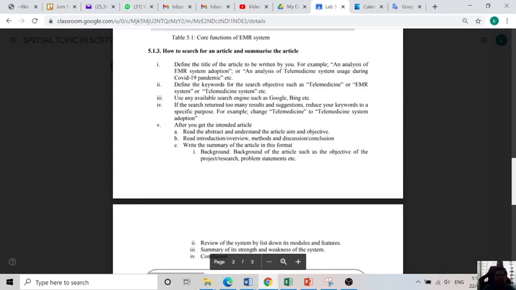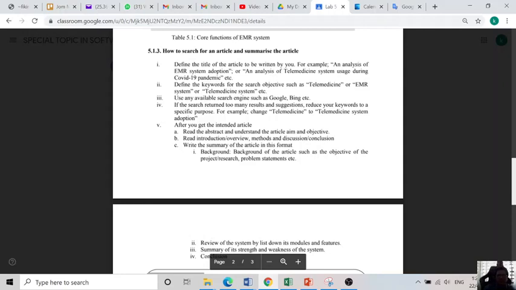For example, you want to write a report with the title of an analysis of EMR system adoption. Okay, put the title. Then you define the keyword for the search objective, such as telemedicine or EMR system or telemedicine system. So from your title, an analysis of EMR system adoption, you find certain keywords from the title of the article to be written by you.